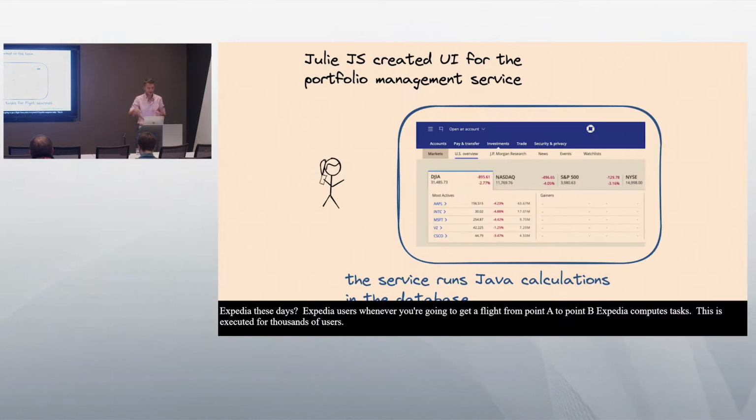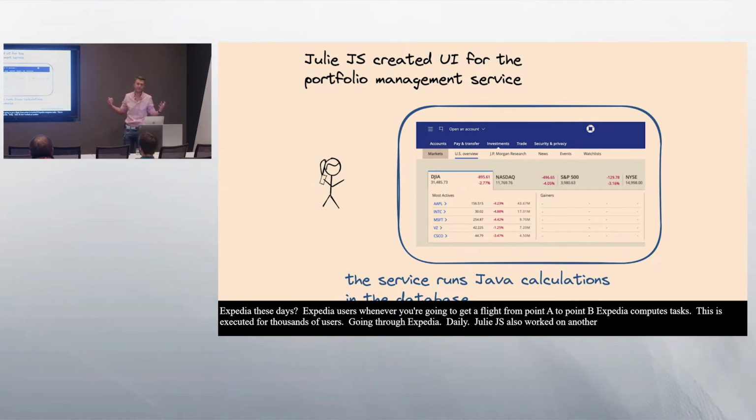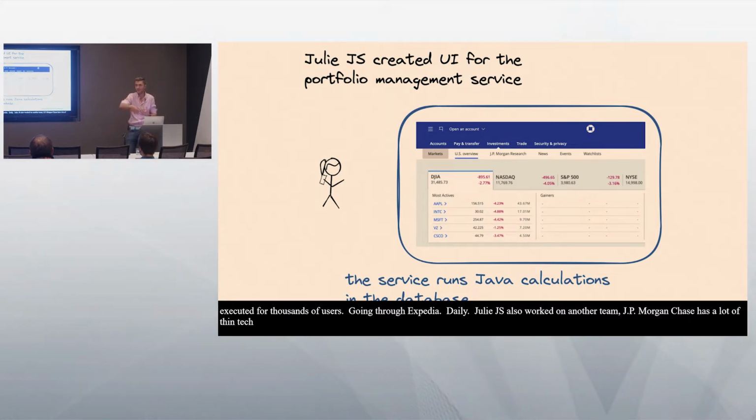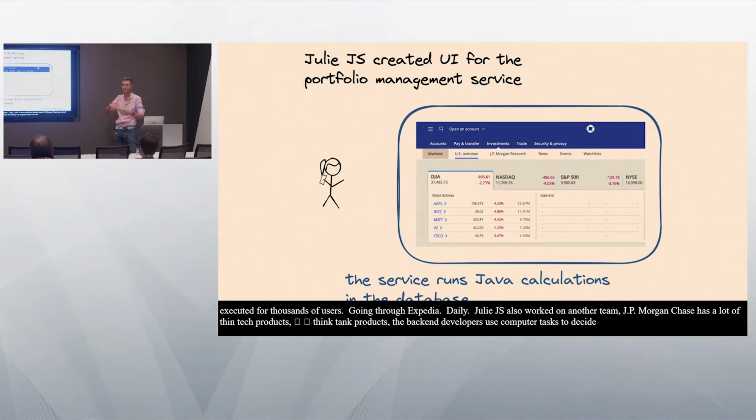daily, right? And Judy.js also worked on another team. She was creating a UI interface for JPMorgan Chase. JPMorgan Chase has a lot of fintech products. And she was working with backend developers, and those backend developers used compute tasks to decide how to manage portfolios, because you know that right now the market is not quite predictable. The market goes down, but on bright days the market fluctuates, goes up and down.